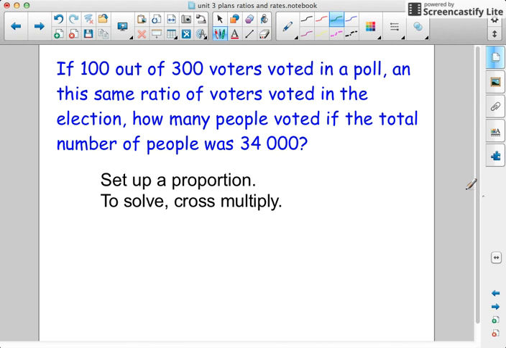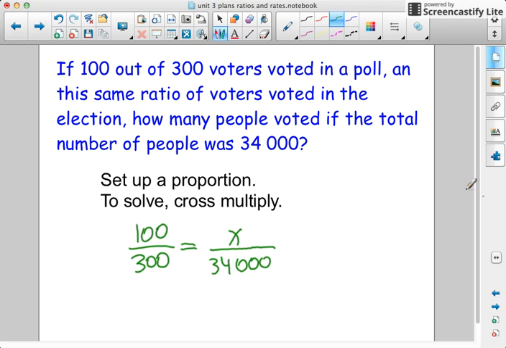If 100 out of 300 voters voted in a poll, and this is the same ratio of voters who voted in the election, how many people voted if the total number of people was 34,000? So the ratio was 100 out of 300 people. So we're going to set up that proportion. 100 people voted out of a total of 300. So that was the ratio. If there were a total of 34,000 people, how many people would have voted?